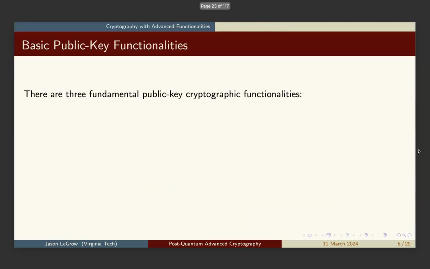All right. Okay. So maybe before I get into advanced functionalities, in particular blind signatures, which is what I'm going to care about for the rest of the talk, I should talk about basic public key functionalities so that I can contrast them. Like I said, I talked about key establishment before. When I think of public key cryptography, I think of three main public key functionalities that you've all probably used today. You probably haven't used blind signatures today, but you've probably used all three of these things.